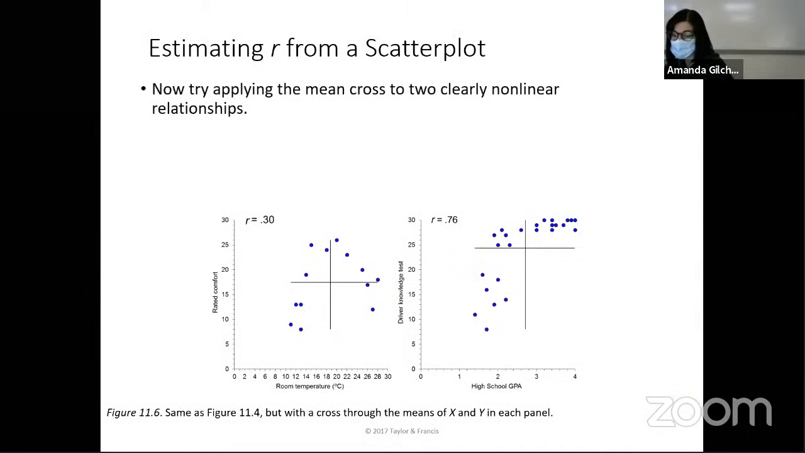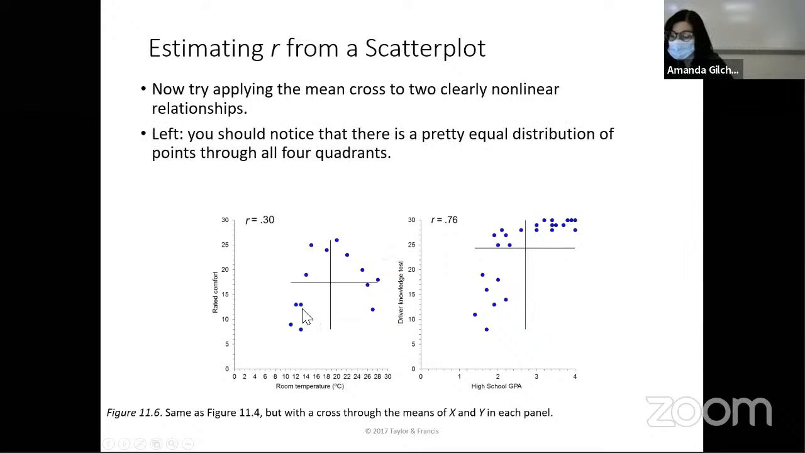So here's kind of an example. Take a look at our nonlinear relationships that we talked about before. The reason that this kind of messes up the relationships is that there's an equal distribution of the data in all four quadrants, which basically means that a correlation coefficient is going to underestimate the relationship that is actually there.